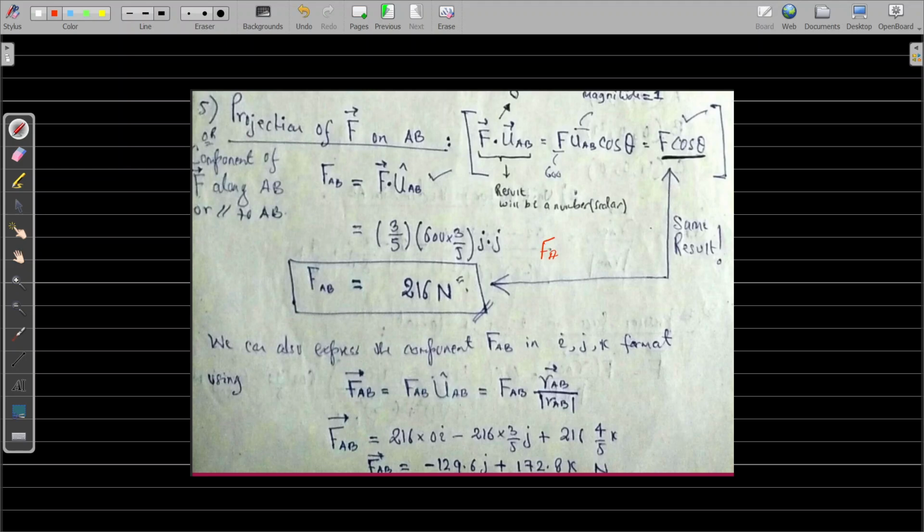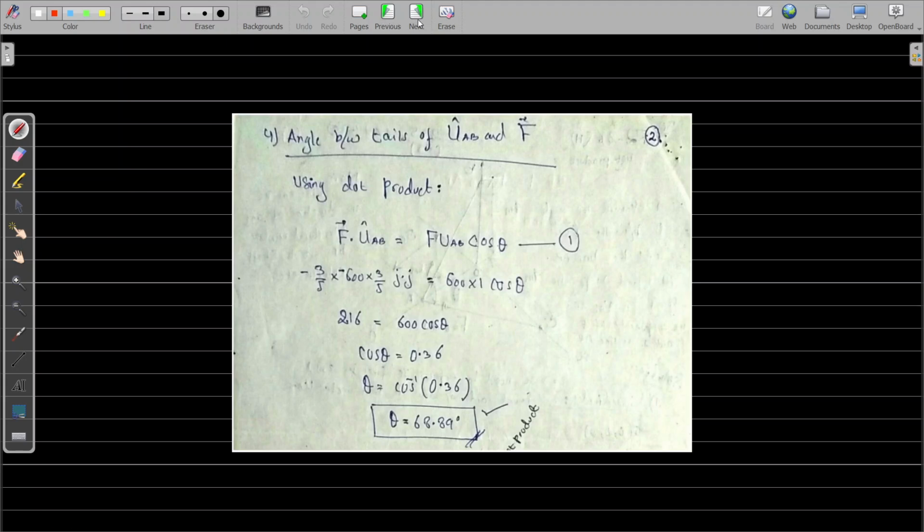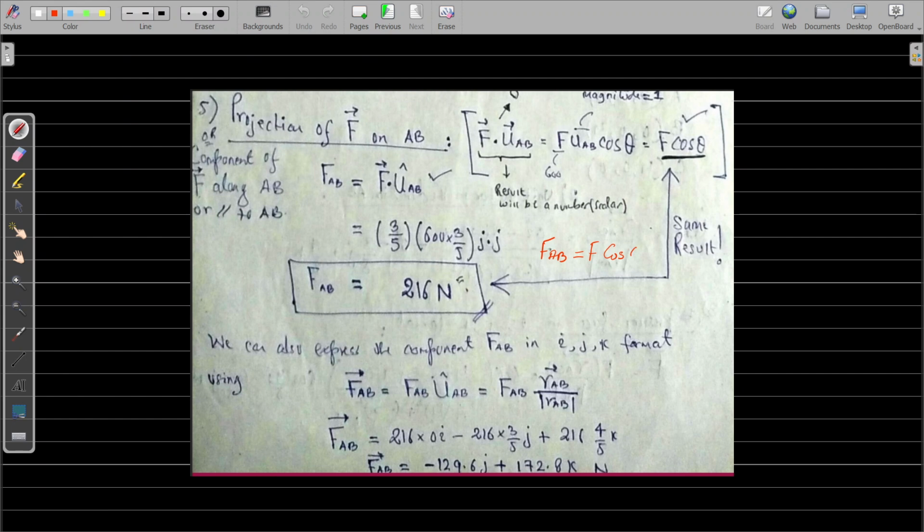Force FAB will be equal to, giving you the same answer, the force F into cos of the angle that we calculated previously. What was the angle? 68.89. So this was the angle that we have calculated. If you multiply F with cos of this, you will still get force FAB equal to 216 Newton. So this and this are the same, exactly the same as what we got over here.